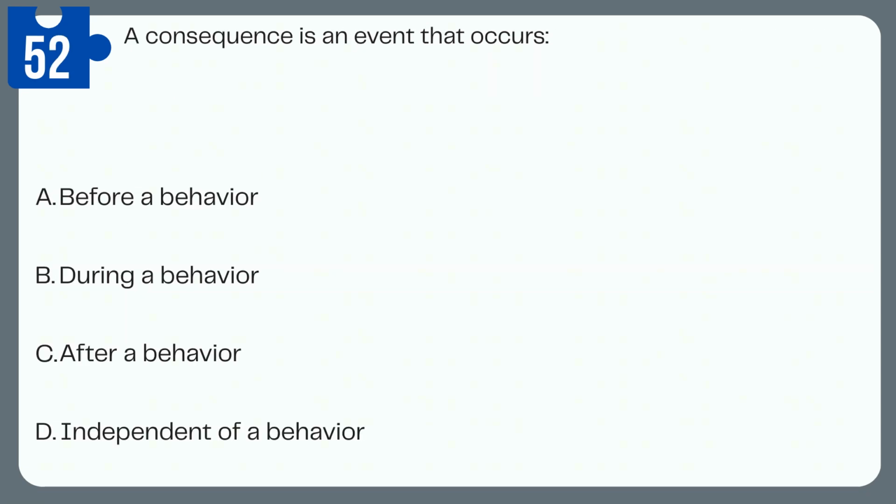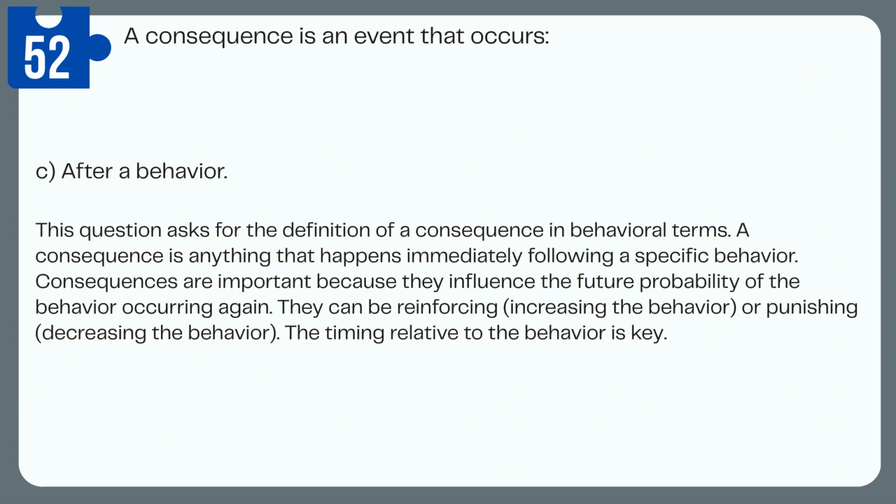Question 52. A consequence is an event that occurs: A. Before a behavior. B. During a behavior. C. After a behavior. D. Independent of a behavior. Answer: C. After a behavior.